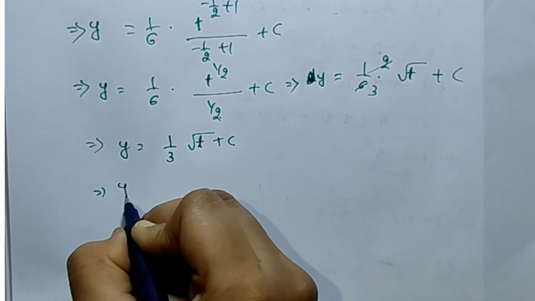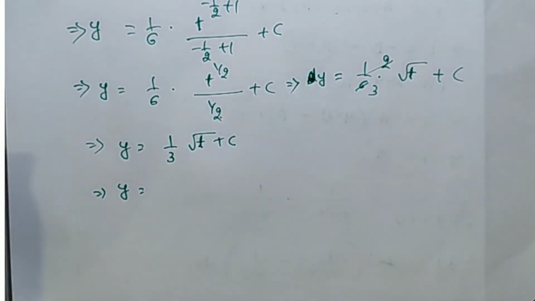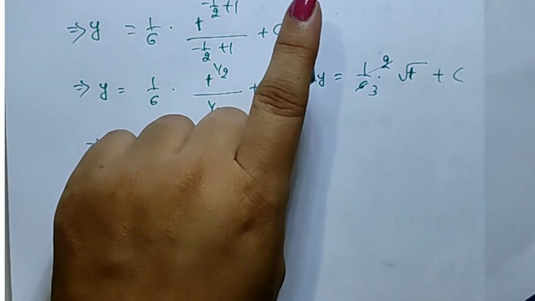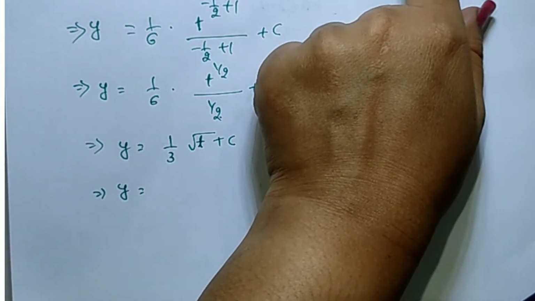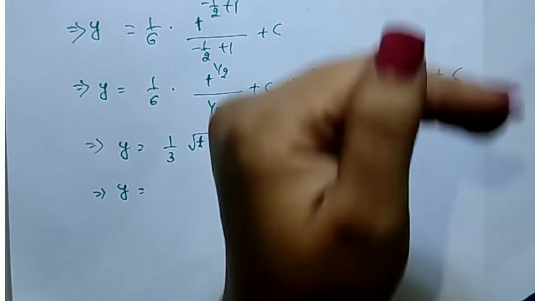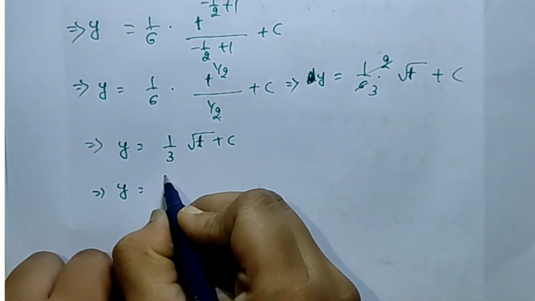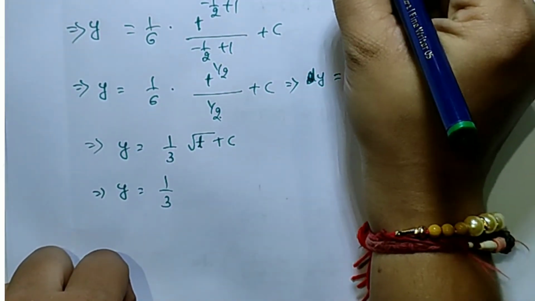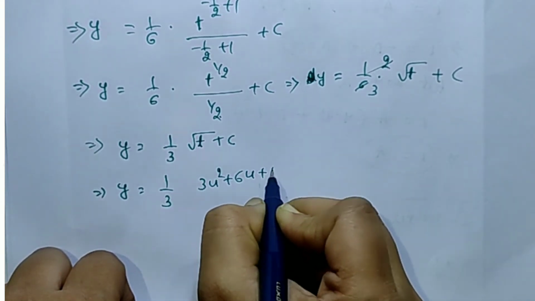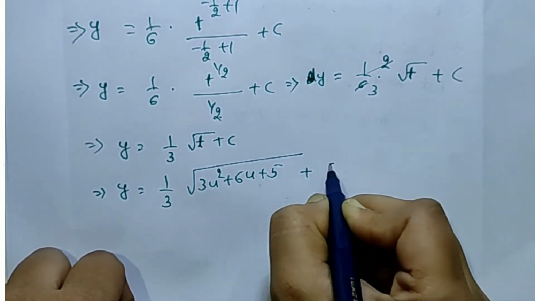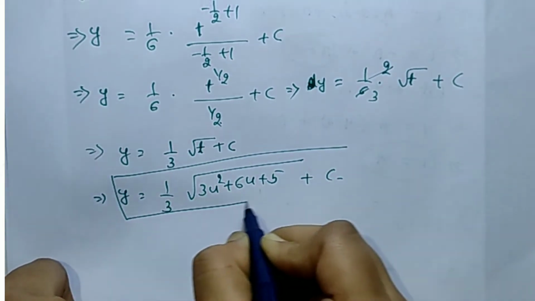Now in every substitution question, we know we have to back substitute the number. Whatever we substitute in the question, we will back substitute that number. So 1/3, now in place of t what can I write? Root of 3u² + 6u + 5, plus c. This is our general solution.